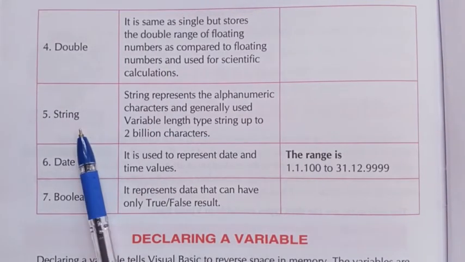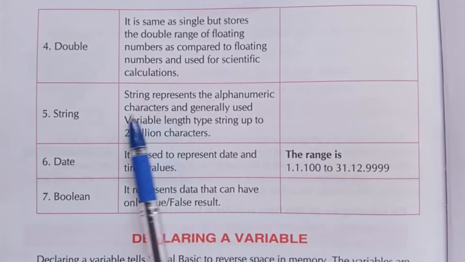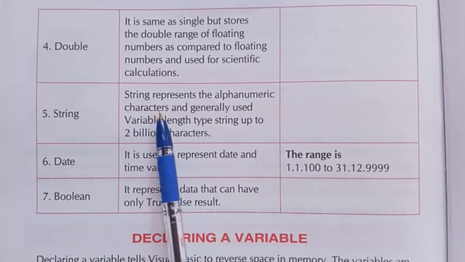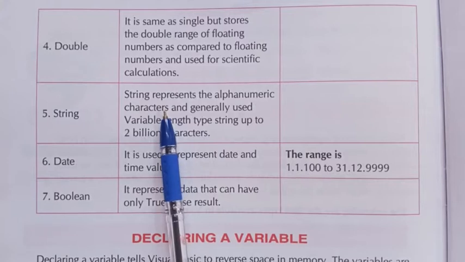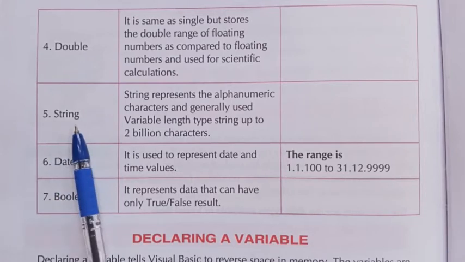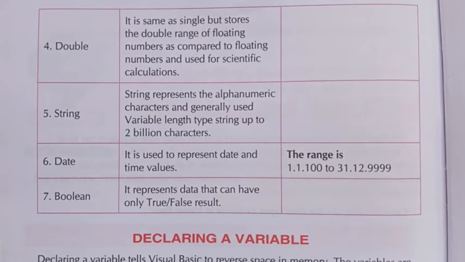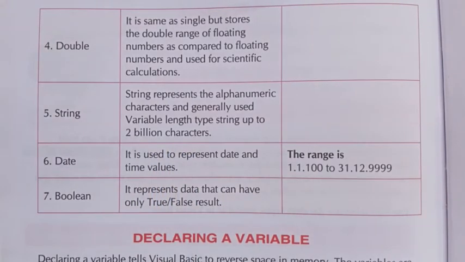Then comes string. String is especially for alphanumeric characters. When you have to store alphanumeric characters like the name of someone or the name of a place, you are going to store it using the data type string. You cannot store your name in the integer data type because that is exclusively meant for numeric values. If alphanumeric is to be stored, then the string data type is to be used. And we can store up to 2 billion characters in that.